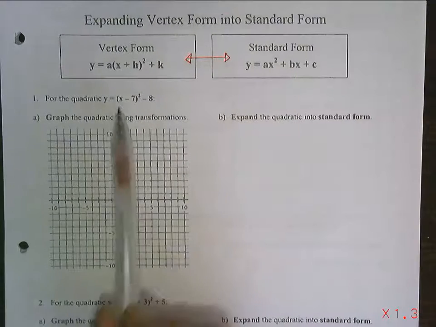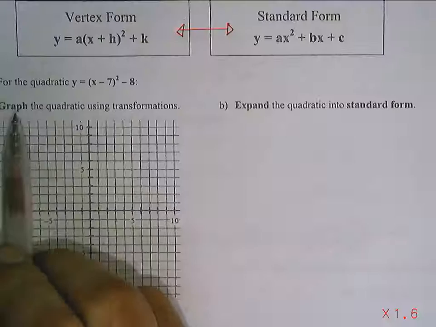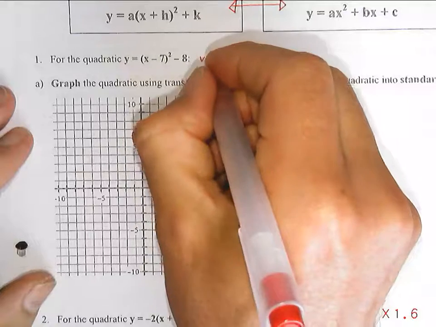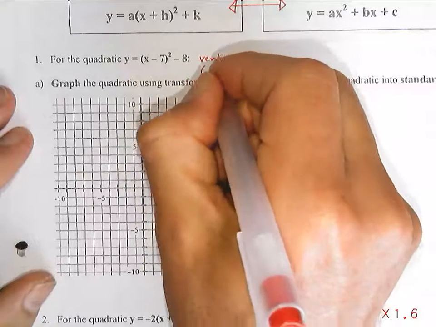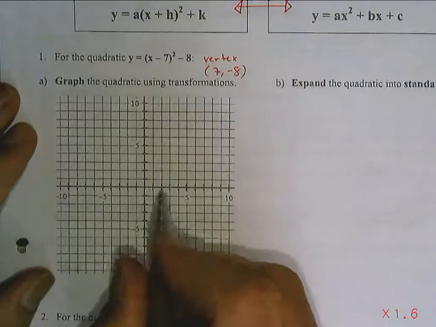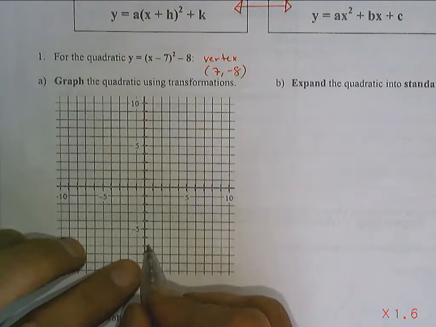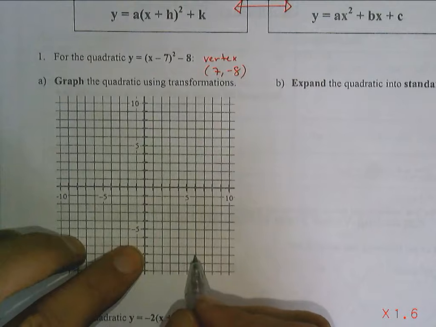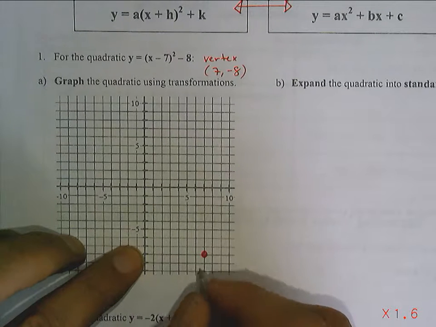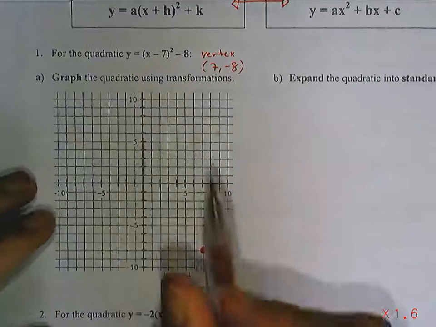So, here I have a quadratic, y equals (x minus 7) squared minus 8. I would like to first graph that quadratic using transformations. The first thing you should know is that this has a vertex of 7 comma negative 8. There should be no questions about that at this point. So 5, 6, 7, negative 8, making sure I line it up properly. My live studio audience will let me know if I'm making a mistake. So there's my vertex.